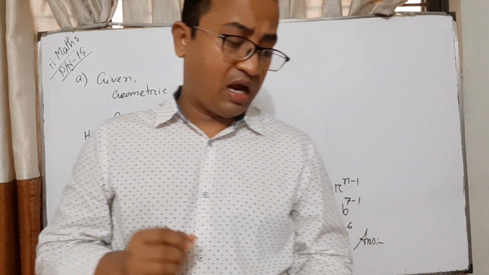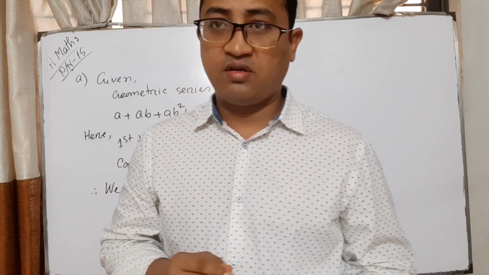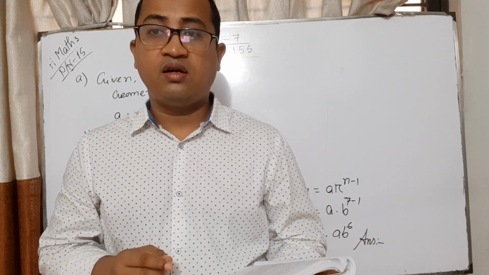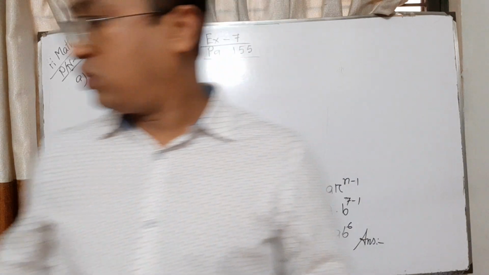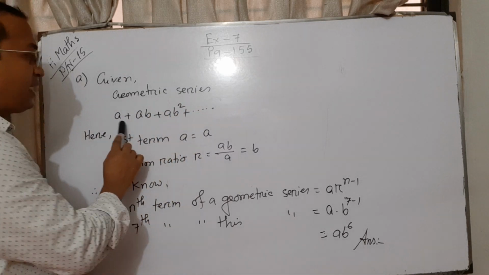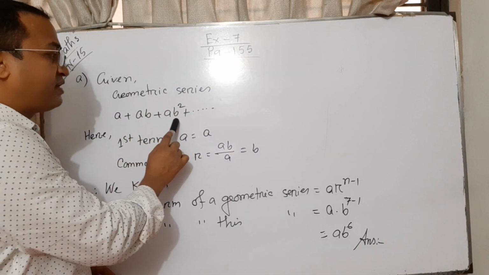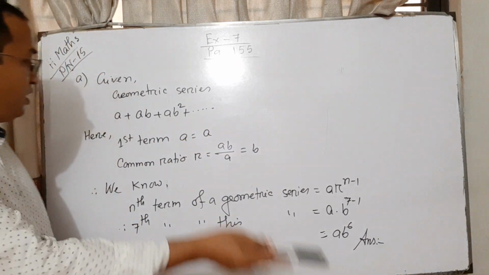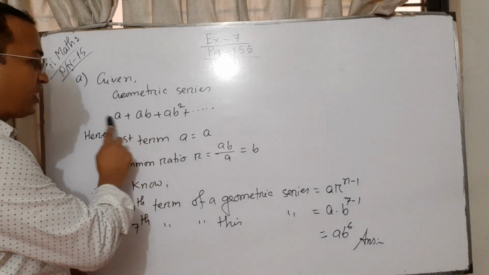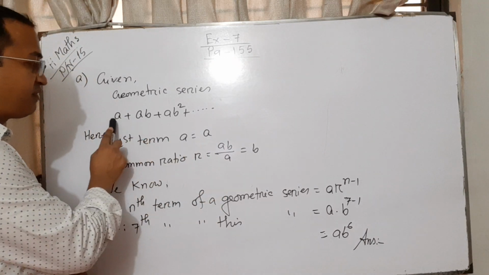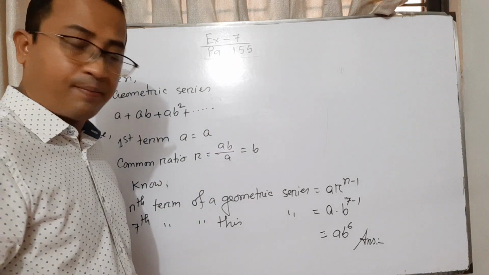Okay, now I will solve question number 1 first. Look at the question again. What is the 7th term of the series? So look at the board. It is given the geometric series a plus ab plus ab square plus dot dot dot. That is an infinite series. So here first term a equals a, common ratio r equals ab by a, that is second term divided by first term, that is b.